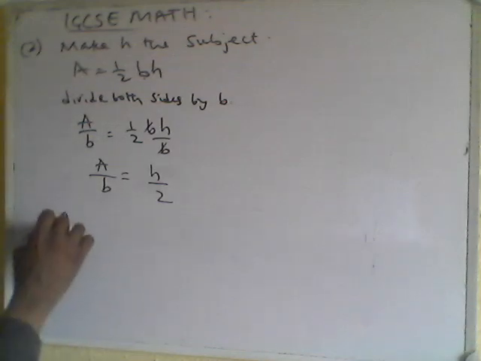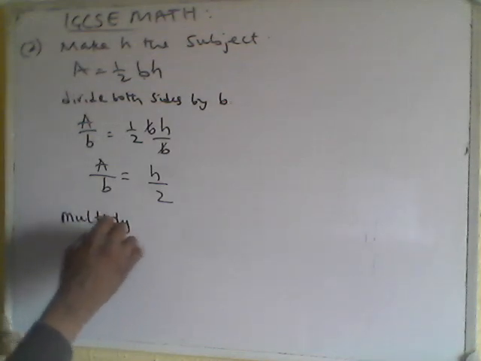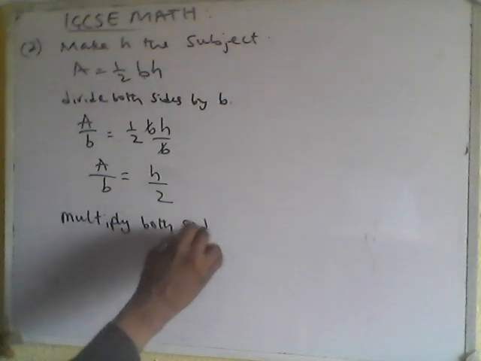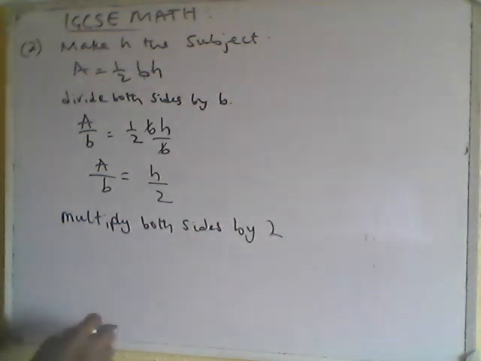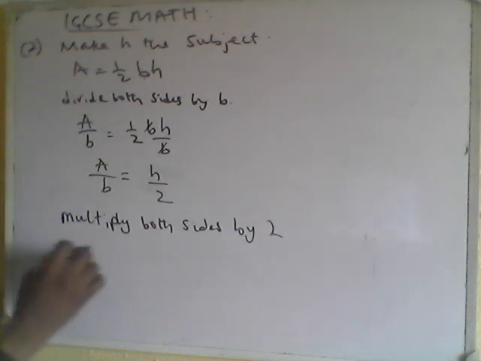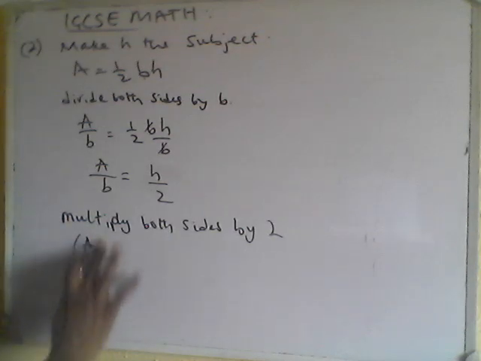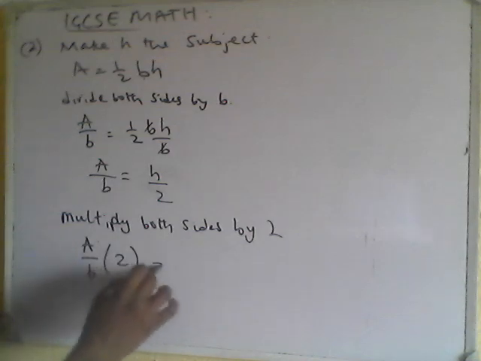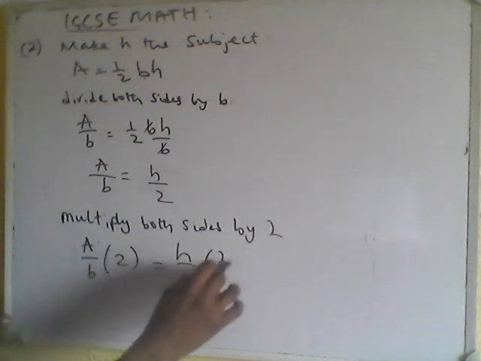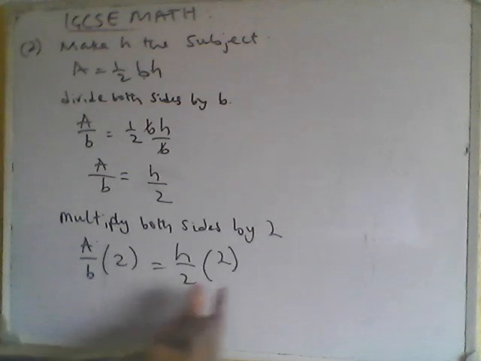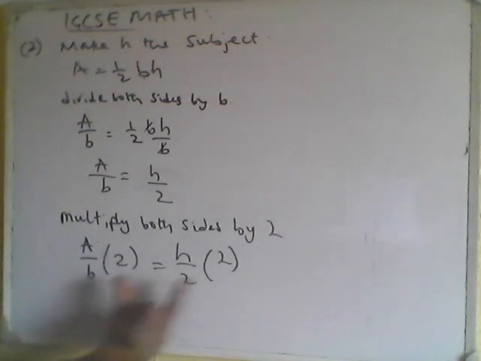So I'll say multiply both sides by 2. So here, on this side of the equation, I will say a over b multiplied by 2 is equal to h over 2 multiplied by 2. See, the same 2 is here and here. I just multiplied 2 on both sides of the existing equation.